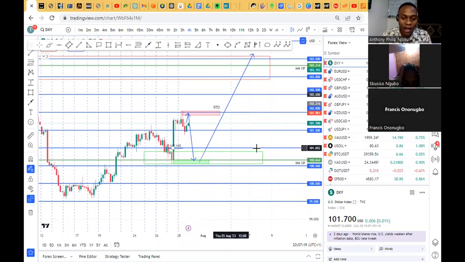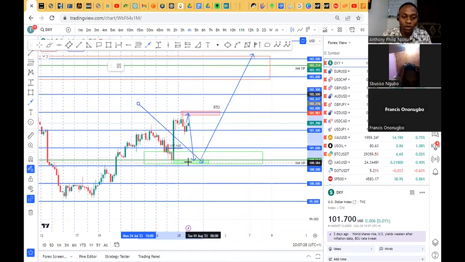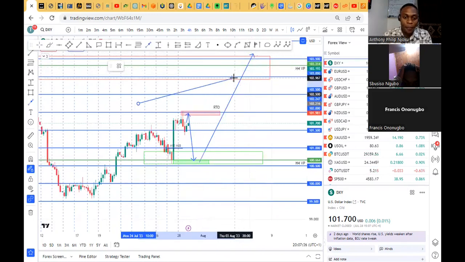So this is our H4 validation point and order block over here. And we expect the market to come back into this order block and also fulfill efficiency. And we'll be taking our buys from there for the dollar to the upside.